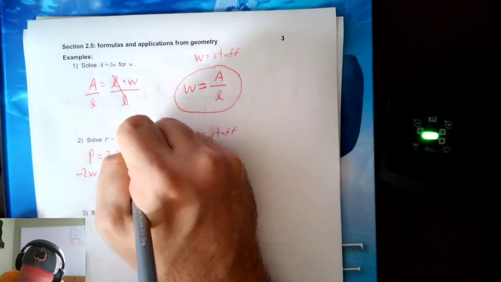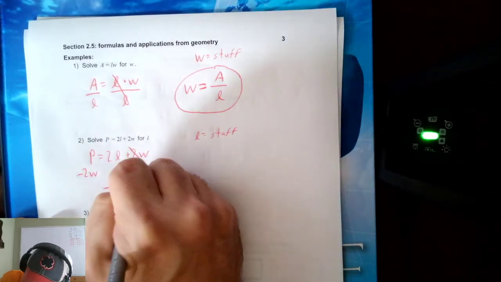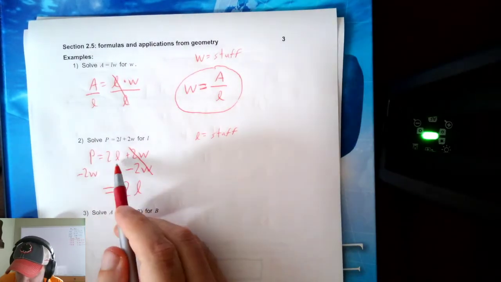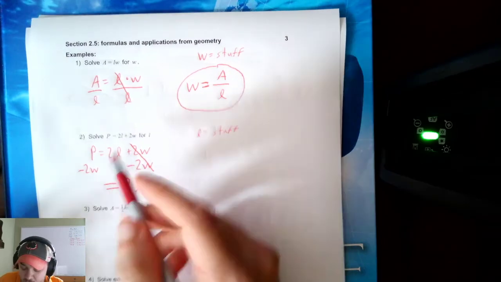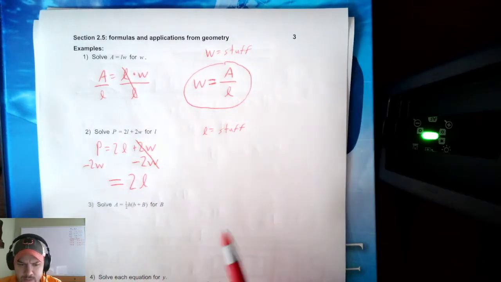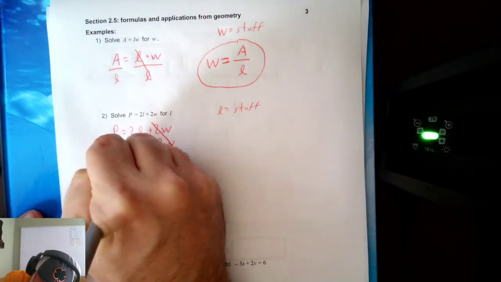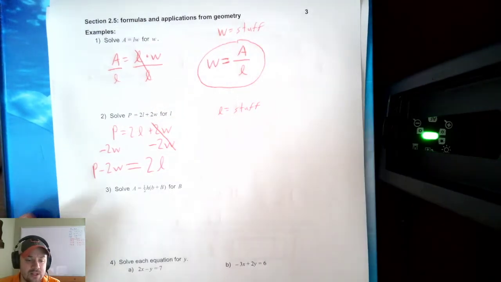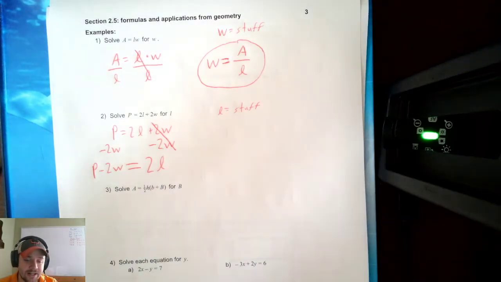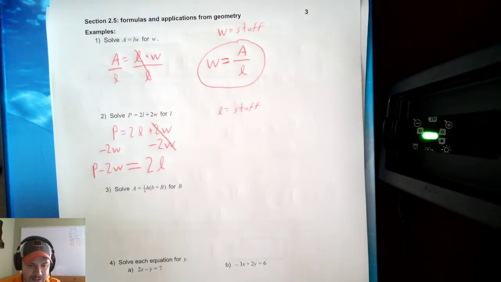I have an equals sign here. This cancels out and leaves me with 2L on the right. That's the only thing left on the right. What about P minus 2W? Well, I'm just going to write P minus 2W. I can't reduce that because those are unlike terms. They cannot be combined, so I will leave them separate.